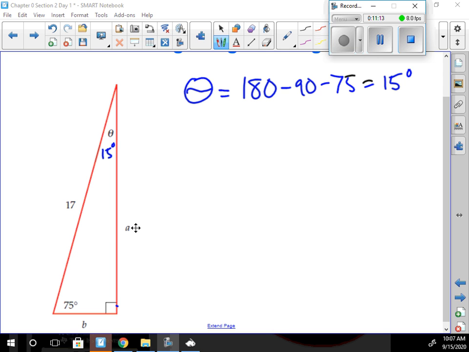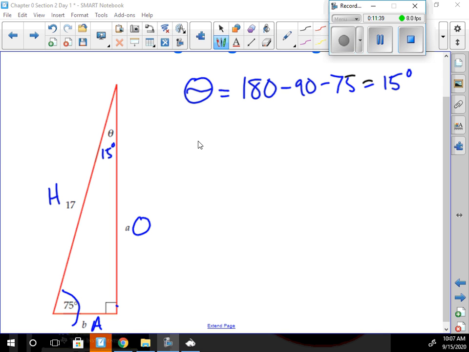So now I need to find my two different side lengths, A and B. If I start at this 75-degree angle, which would be my hypotenuse? It's got to be the one that's opposite of the 90. So that's the hypotenuse. This would be opposite of 75. This would be adjacent to 75.